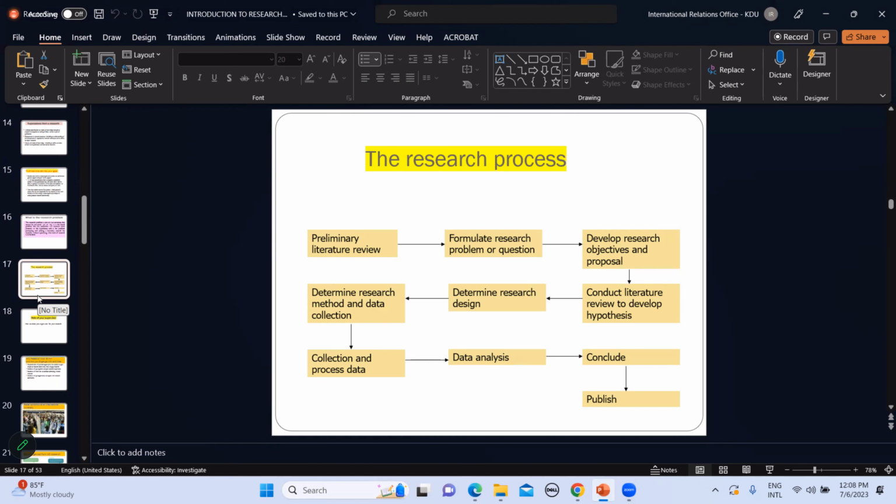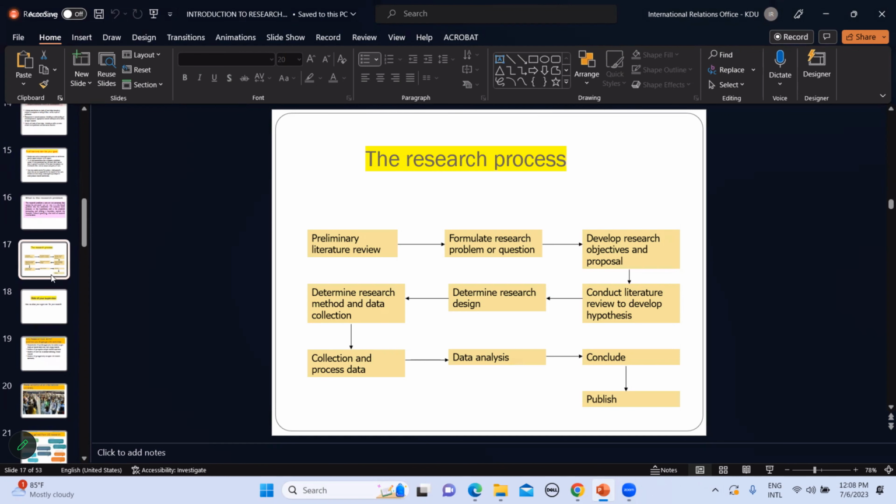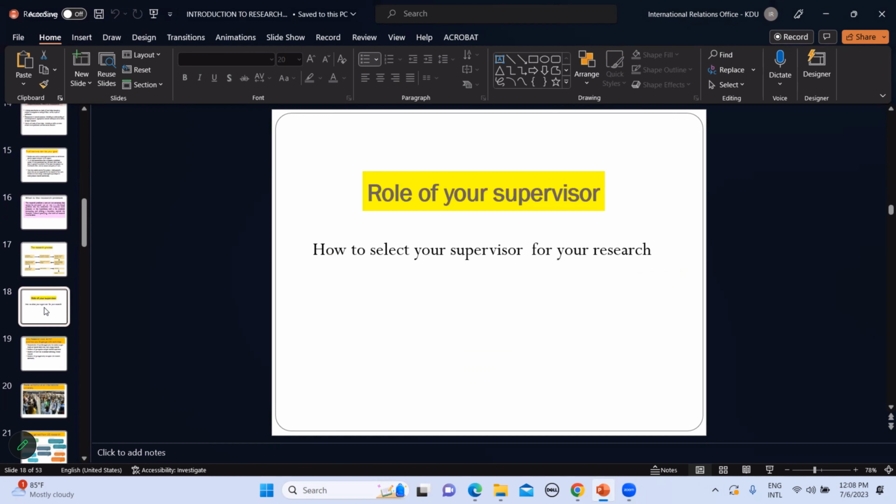Okay, data collection and data analysis. You have to analyze your data. Data analysis can be done in MATLAB. Sometimes in the SPSS software, that is also data analysis. Then you can conclude. You can say this is my own result. Then you can publish. Publish means you have to publish in an international conference or international journal paper, whatever it is. Okay, right, students? So now you have some idea about the role of your supervisor.